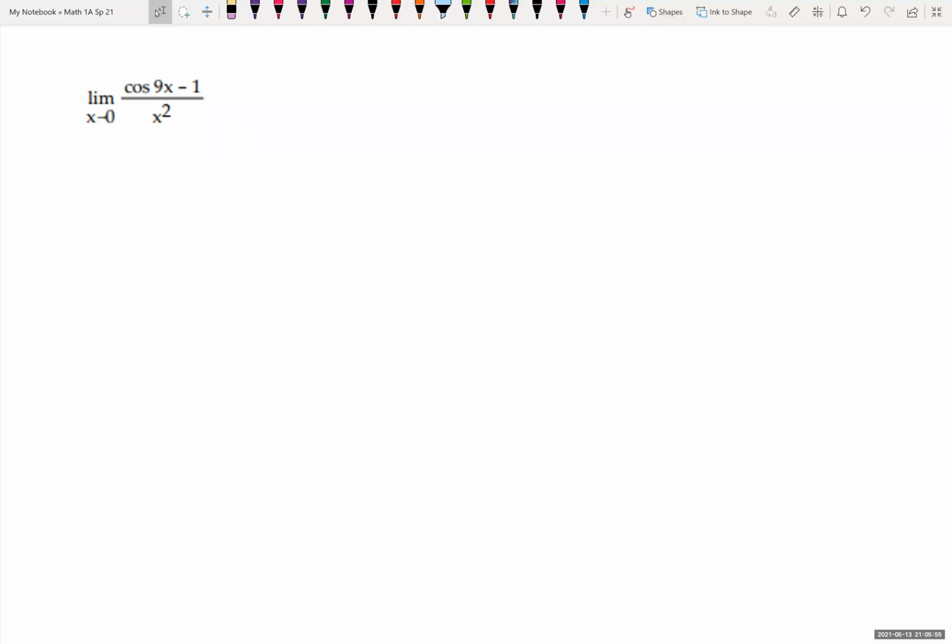So here we have a limit as x is approaching 0 of cosine 9x minus 1. That's all in the numerator, and it's all over x squared. And so first thing that we do when we're looking at limits is we try our direct substitution. And if we do that, we get cosine of 9 times 0 minus 1 all over 0 squared. Well, cosine of 9 times 0 is cosine of 0, which is 1, minus 1 in the numerator. So we get 0 over 0, which is our indeterminate form. Doesn't tell us anything, and so we want to go back and manipulate this.